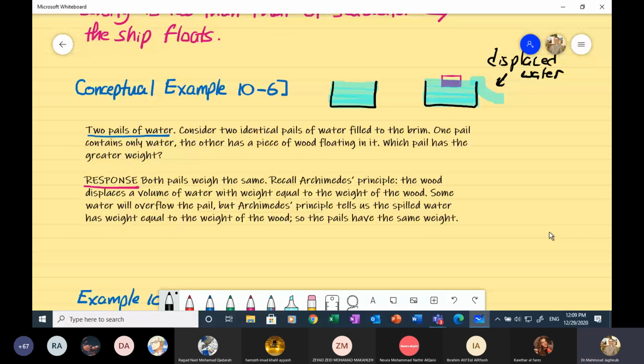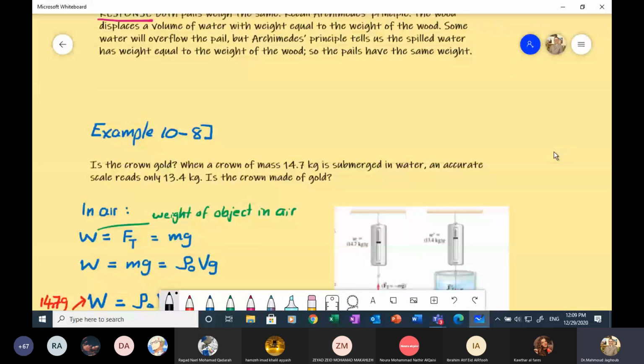So in summary, if the object we put has a density higher than the density of water, does the weight of the displaced liquid equal the weight of this object? The answer is no. It is less. But if this object is floating, then the weight of the displaced liquid equals the weight of the object. Okay. We will come to partial submersion at the end of this lecture. Let's have another question.